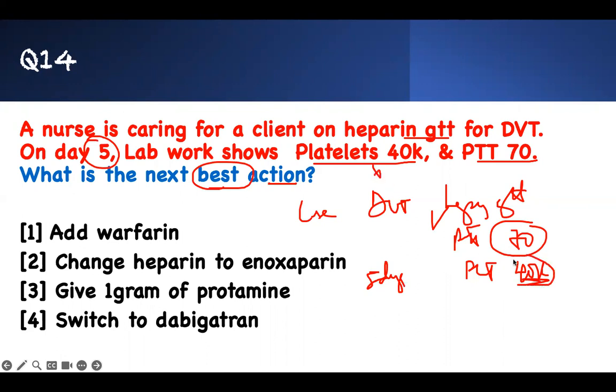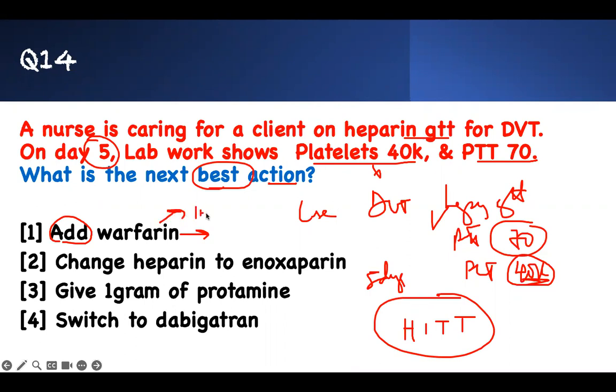It's going down. This is what we call HIT, heparin-induced thrombocytopenia. And therefore, I should stop all heparin. I should not add warfarin at all. It's loaded because it assumes that everything is okay. Everything is not okay. When you add warfarin, you still keep them on heparin until the warfarin becomes therapeutic.